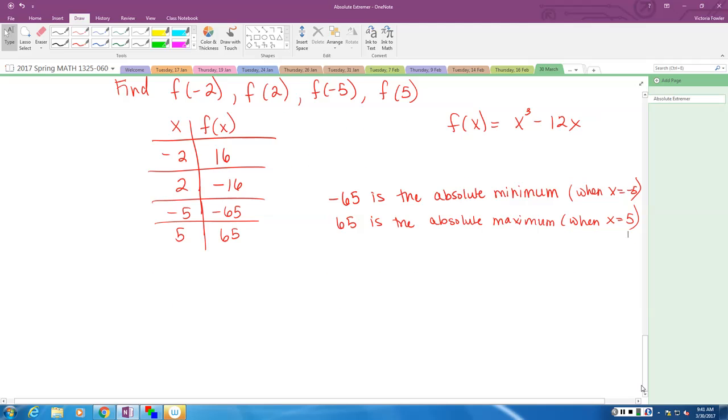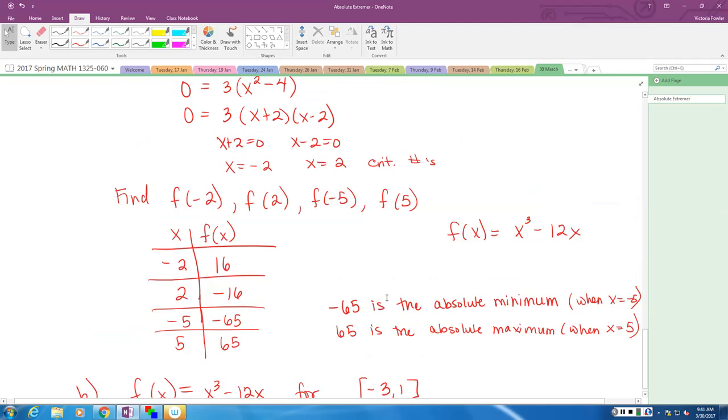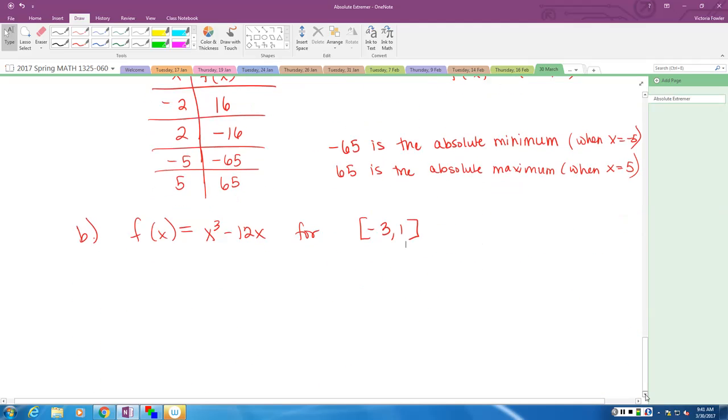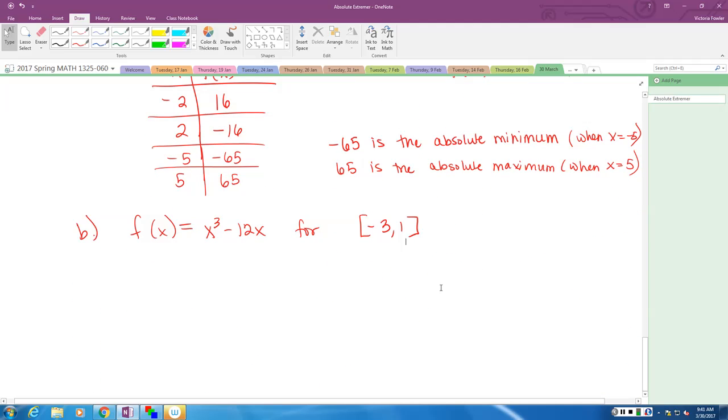Considering all that we did in the last several sections, this should be fairly easy, which is why I'm going to say for part B, let's actually look at that same function. So I'm going to rewrite it just for the sake of my notes. I want us to do the same thing. However, I want to look on the interval from negative 3 to 1. The instructions said find the absolute extrema for this same function. So I've done a lot of the work, but now I'm looking at the snapshot from negative 3 to positive 1.